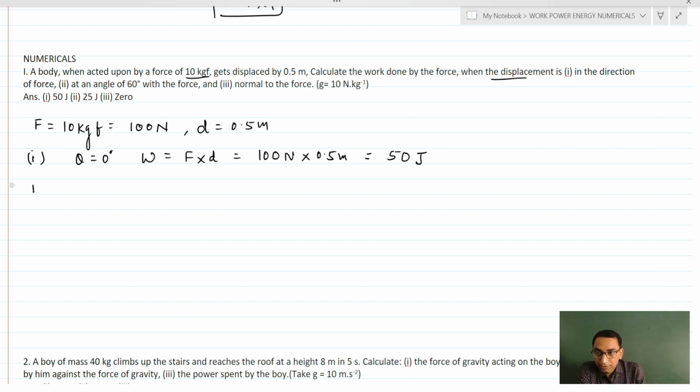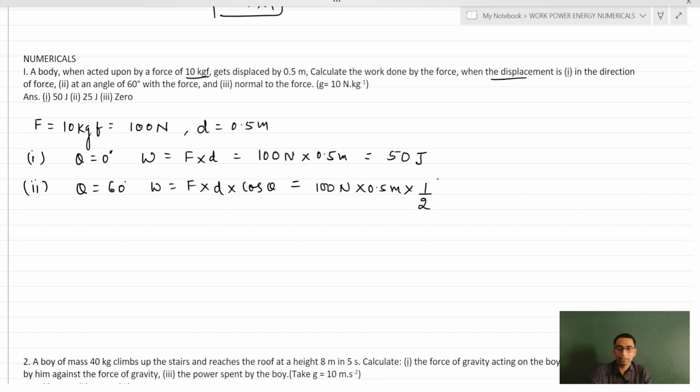Now, the second part states that theta is equal to 60 degrees. So work done is equal to F into d into cos theta. So again 100 Newton times 0.5 meter, and cos 60 is half.